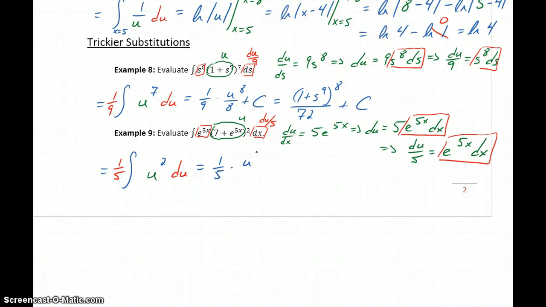So this will become 1/5 times u cubed over 3 plus some constant c. So swapping back in the 7 plus e to the 5x, we get 7 plus e to the 5x cubed over 15 plus some constant c.